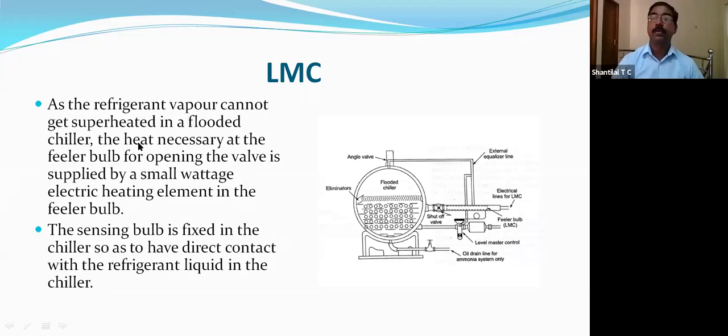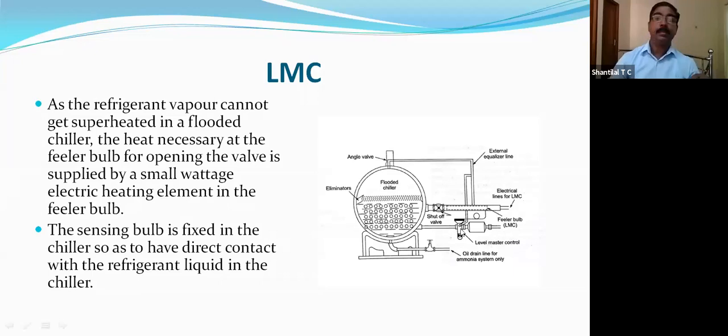The heat is necessary at the feeler bulb for opening the valve. So for opening this valve, heat is required. For getting heat, we are providing a heater in the feeler bulb. With the help of this heater, we heat the feeler bulb. By that, the pressure is increasing and opening the valve.